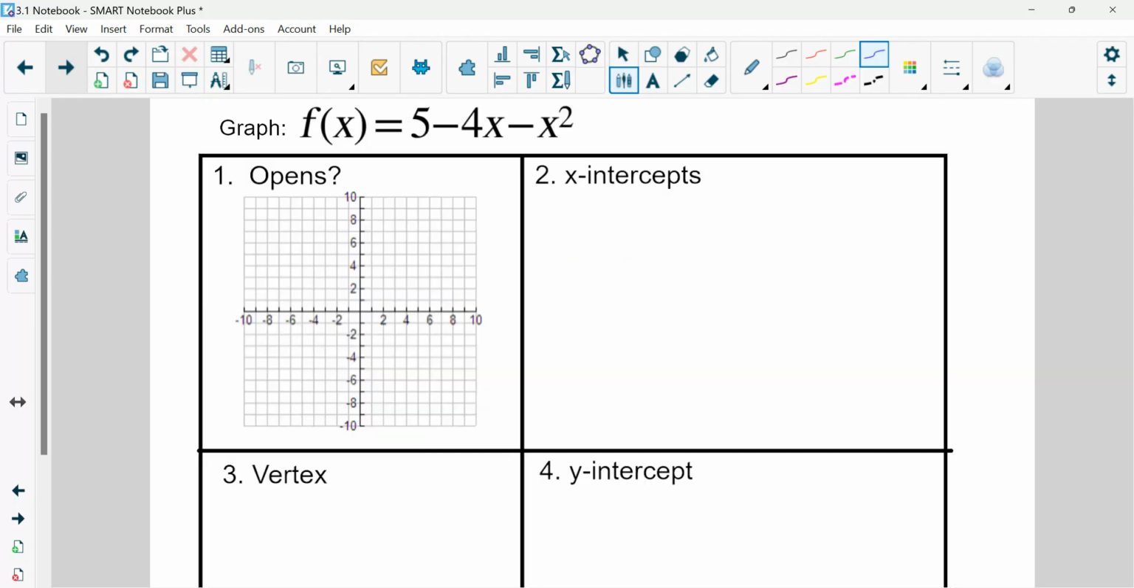All right, so the first one we're going to look at is this equation right here. f of x equals 5 minus 4x minus x squared. And again, our goal is that we're going to be able to graph it. So the first thing we want to do is rewrite it so it looks like it's in standard form. Remember, standard form is where we have the x squared first, then the x, and the constant. So I'd have negative x squared come first, minus 4x plus 5.